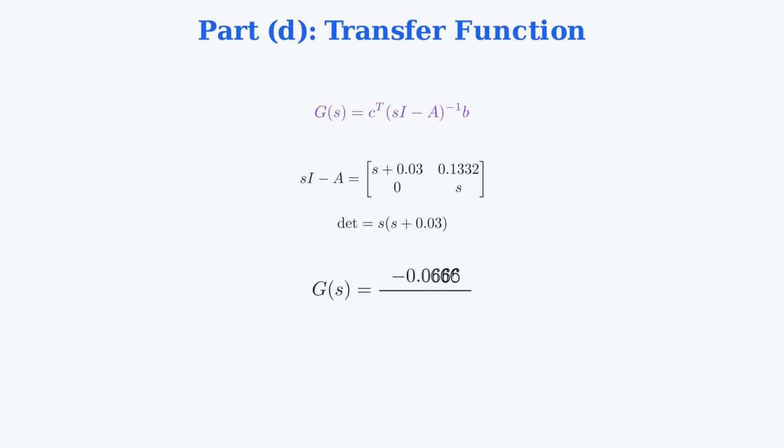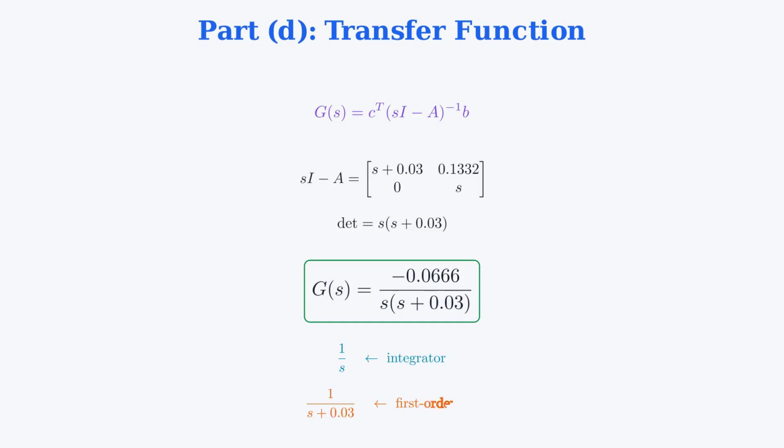Part D. Compute the transfer function. Using G of S equals C transpose times SI minus A inverse times B, the matrix SI minus A is S plus 0.03, 0.1332, 0, S. The determinant is S times S plus 0.03. Multiply C transpose, the inverse, and B. The result is negative 0.1332 times 0.5 divided by S times S plus 0.03. That gives negative 0.0666 divided by S times the quantity S plus 0.03.